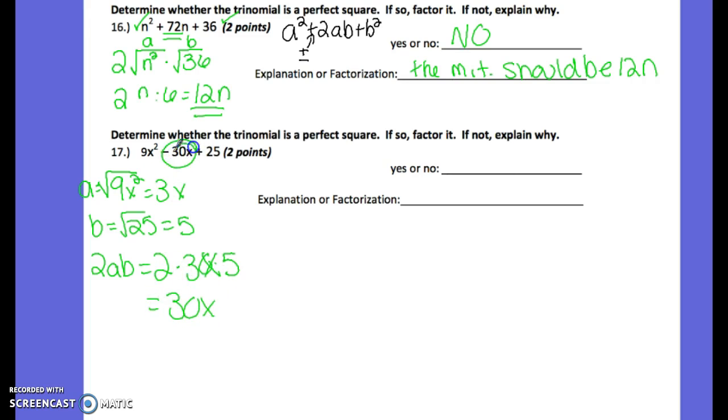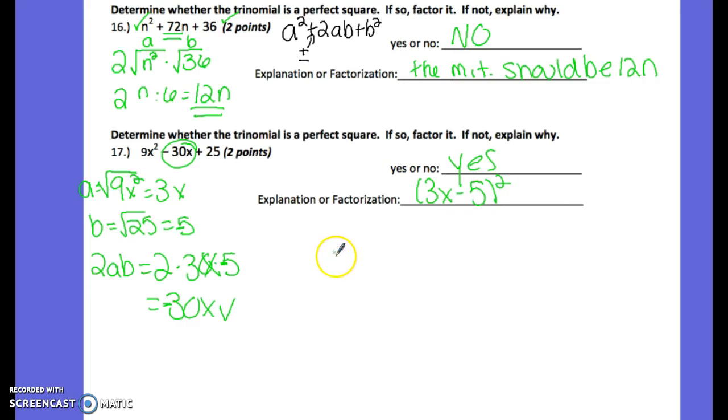But this is a negative. Oh, well, the square root of 25 could also be negative 5. So we get negative 30x. Yes, that is it. So then remember, your factorization would just be 3x minus 5 squared. So yes, it's 3x minus 5 quantity squared.